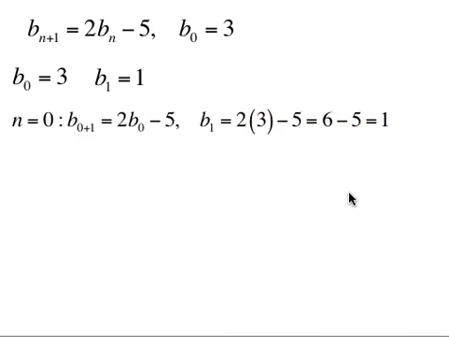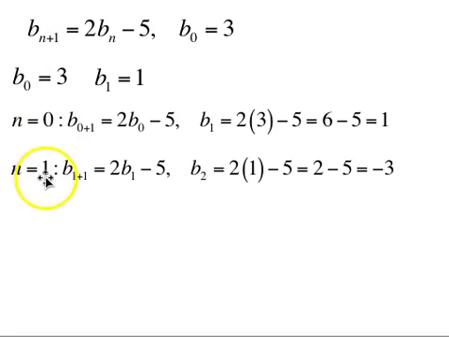We have the next element of our sequence. Now to find b sub 2, I'm going to need to have n equals 1, because if n equals 1, b sub 1 plus 1 would be b sub 2. With n equals 1, b sub 1 plus 1 is 2 times b sub 1, minus 5. 2 times what would be b sub 1? b sub 1 was 1. 2 times 1 minus 5. 2 minus 5 is negative 3. So we have b sub 2 here is negative 3 for this element of our recursive function.